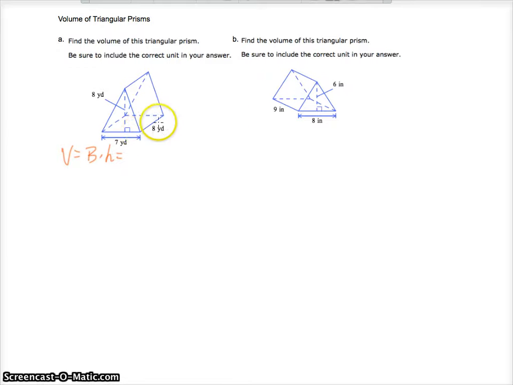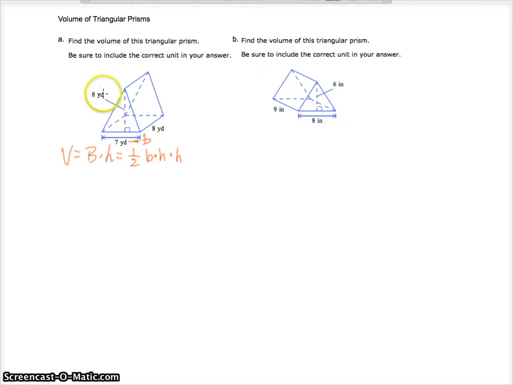But a triangular prism, the base of the triangular prism is a triangle, so we need to find the area of the triangle first. The area of a triangle is 1/2 the base times the height of the triangle times the width or the height of the shape. So we're just going to put h again to stay consistent. So here is the base, 7 is the base, 8 is the height. Let's fix that b.